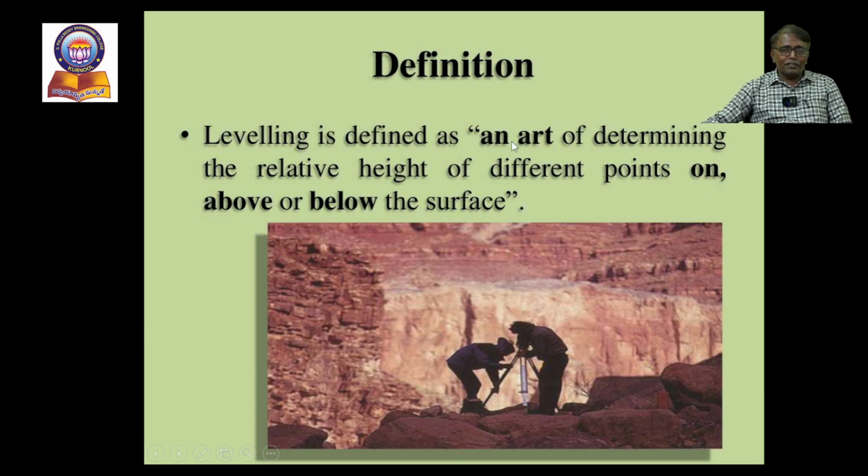Leveling is defined as an art of determining the relative height of different points on, above, or below the surface of the earth. That means the vertical elevations of the points are measured by using the leveling. Horizontal distances we have already studied by using the chain and tape. We can measure the horizontal distances, whereas leveling is used to measure the distances in the vertical direction. That means the elevations of the points can be identified above or below the surface of the earth.